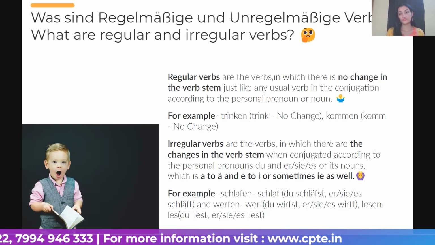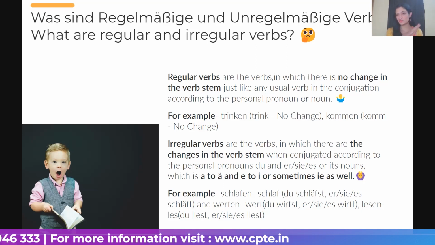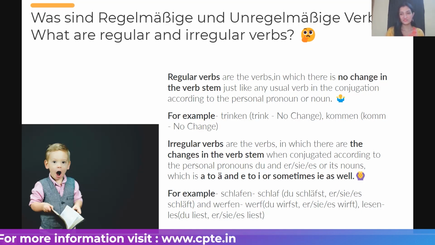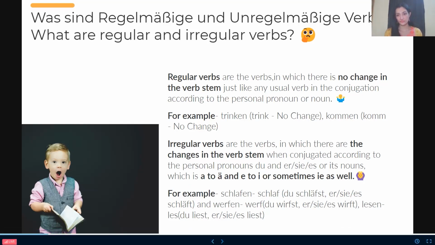For example, schlafen. Schlafen is to sleep, to have a baby sleep. Okay, so after removing en from the end, schlaf is the remaining verb stem. So in schlaf, you can see a is coming. So a will change to ä with umlaut in du and er/sie/es, which will be du schläfst, you are sleeping, er schläft, he, she, it is sleeping, or er schläft, Paul schläft, sie schläft, Megha schläft, es schläft, baby schläft.